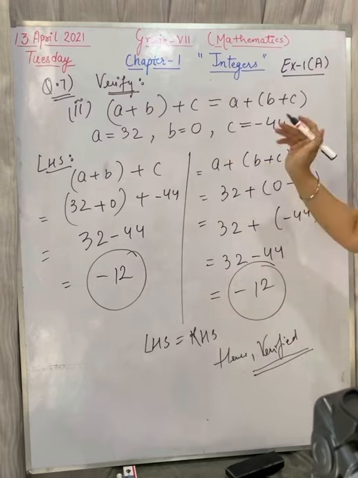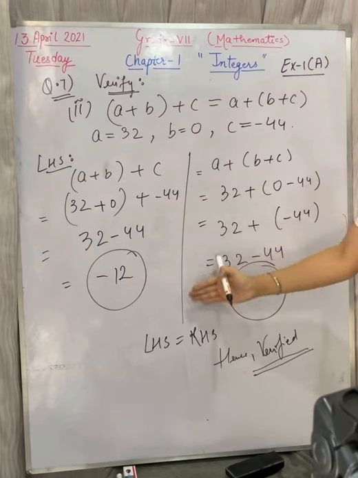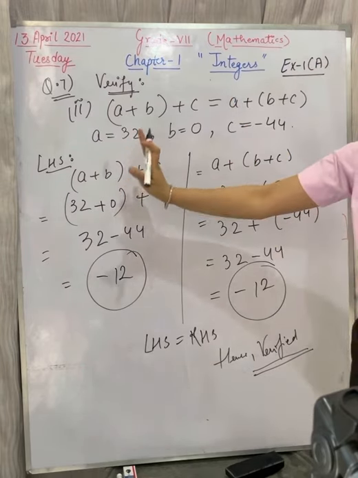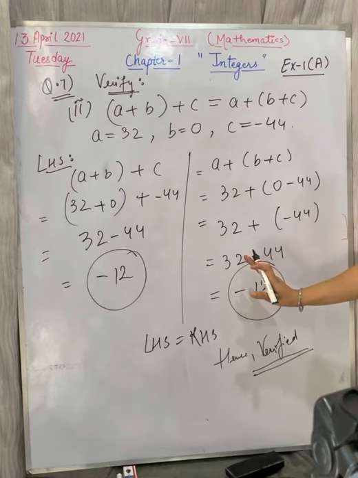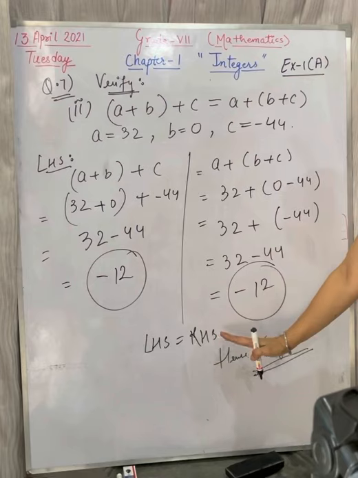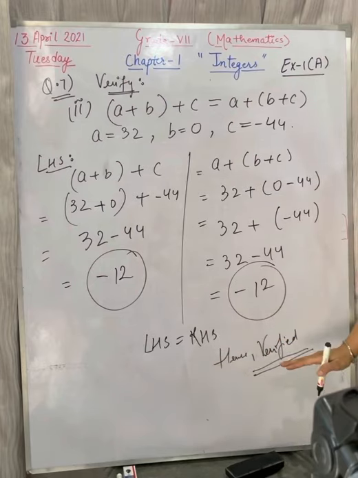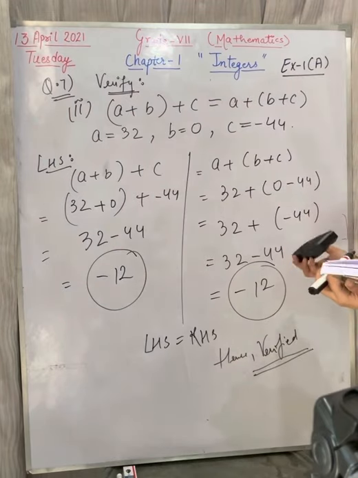So this verification is clear to everyone. Question 6 and 7: you have to make a line in the center. Here you have to solve left hand side. Here you have to solve right hand side. If both answers are equal, then you can write this line: LHS is equal to RHS and hence verified. Right? Now let's start with the next question.